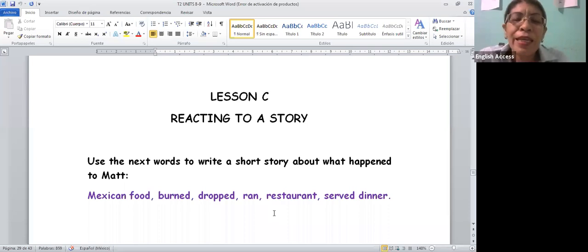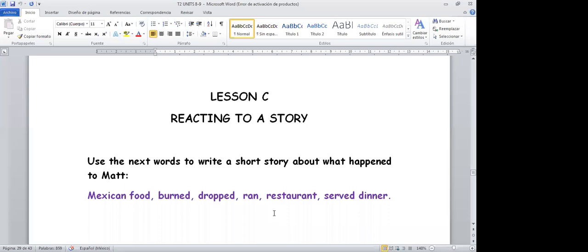So once again, I want you to create a story using these words. The story obviously is going to be in the simple past. It says, use the next words to write a short story about what happened to Matt. These words we're going to see in our conversation. But first of all, I want you to create a short story. We have six words. You can use all of them, or you can use at least four of them. Okay, Luis? Just a short paragraph.